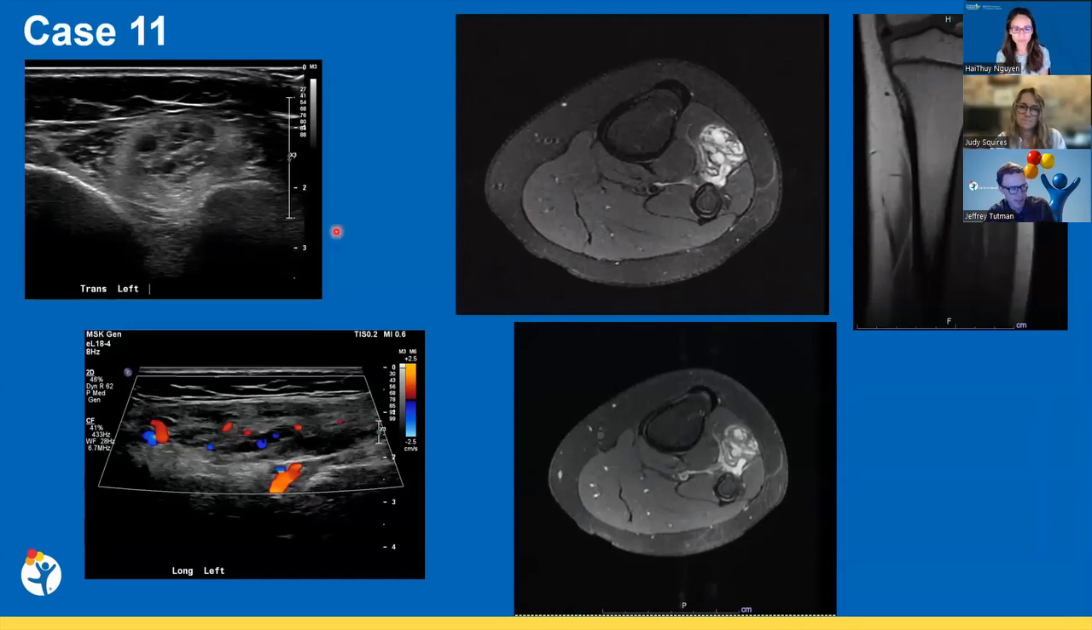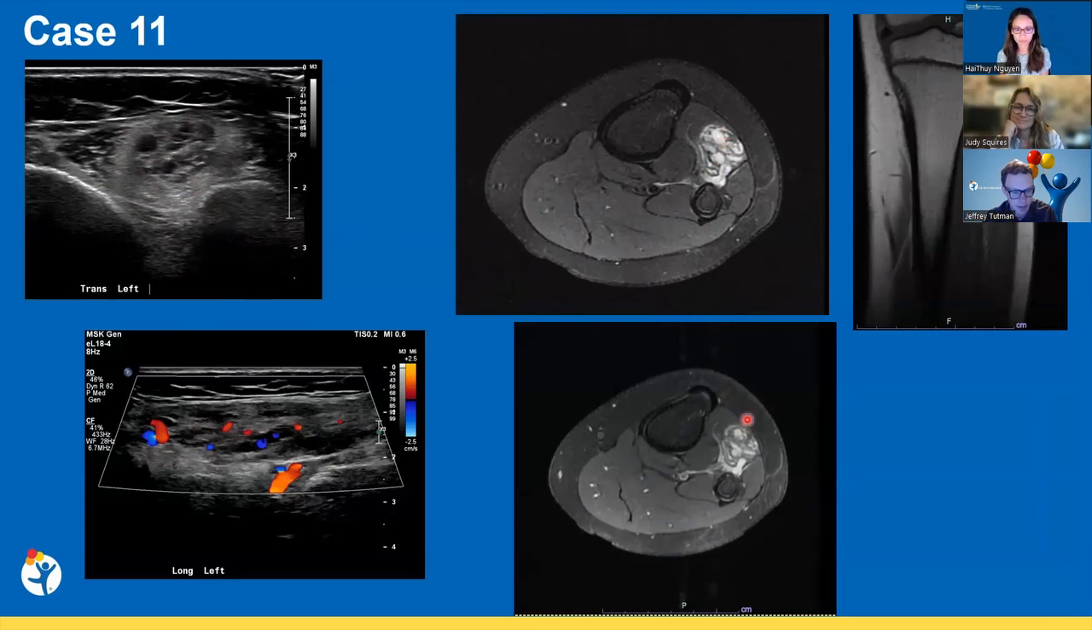Next case, this is just kind of an interesting diagnosis that we don't see a whole lot of. So I just wanted to share this with you all. So this is a 10-year-old who came with 2 months of leg pain. So on ultrasound, we can see this echogenic mass. We can see some channels in here, some of which fill in with contrast or with color flow.